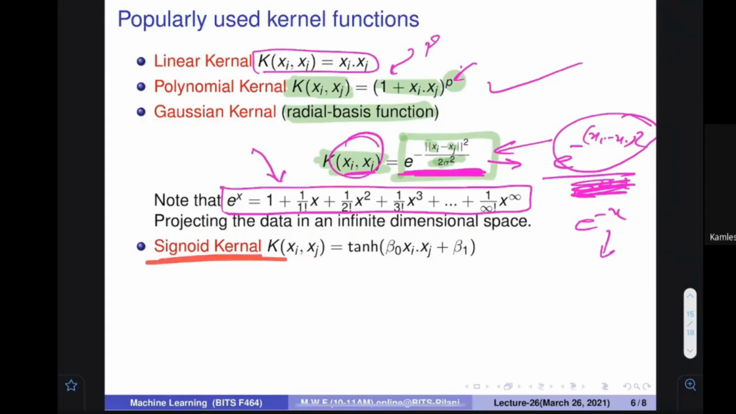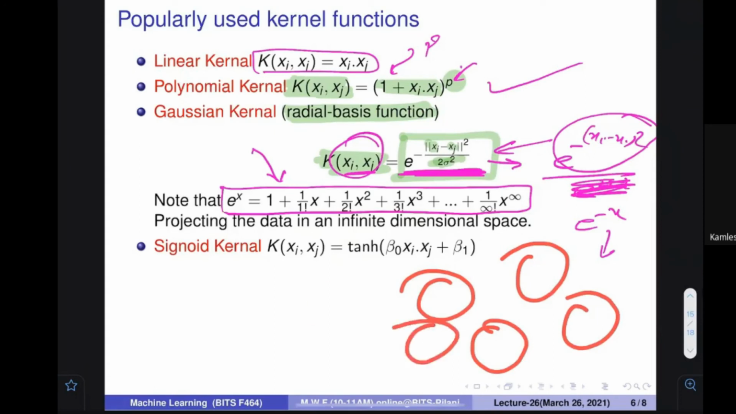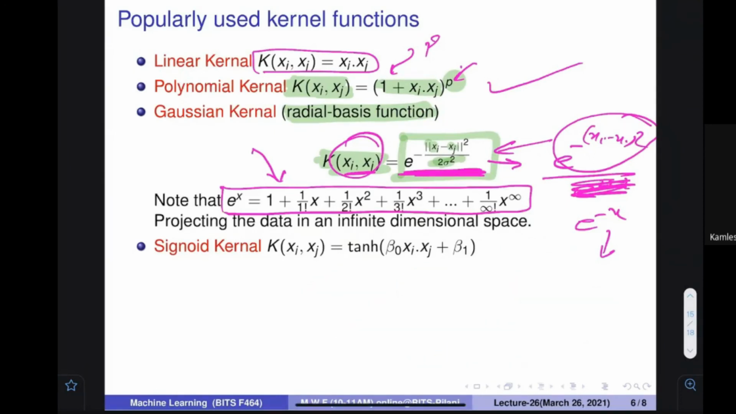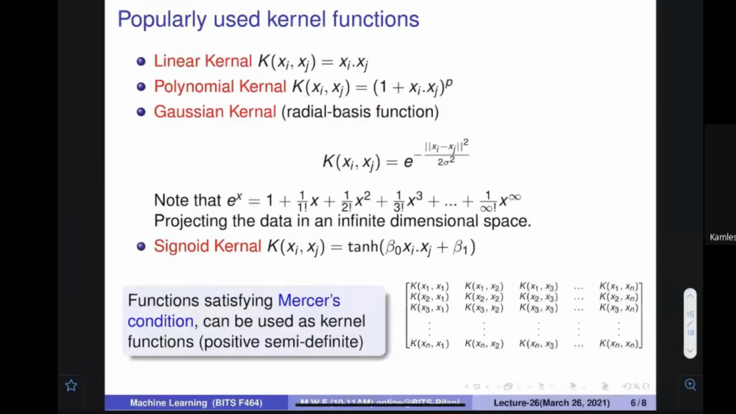Another is the sigmoid kernel, where you put the tanh of some variable beta 1 times xi xj plus beta 1. You put it in this particular way. This kind of thing would be more useful when you see that the data have various groups, various clusters of the data. You want to find the right decision boundary, then you can apply this kind of kernel function. All these things are possible.